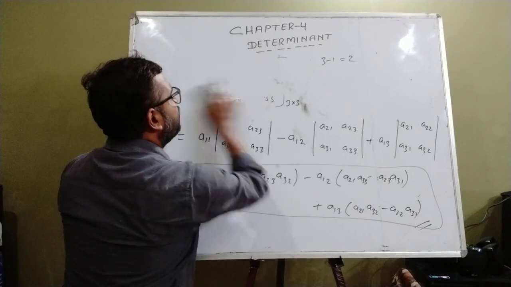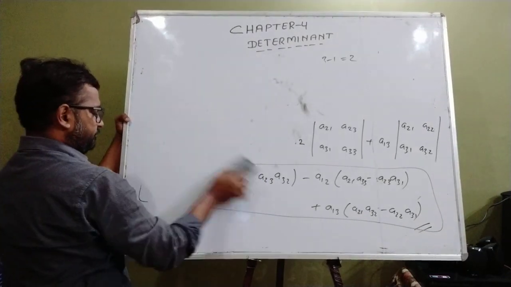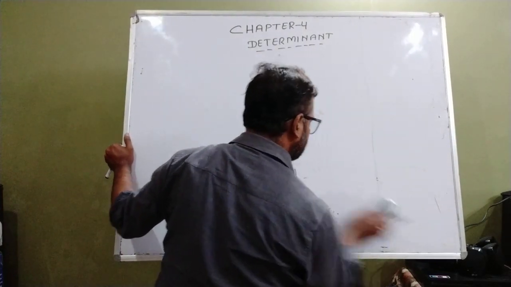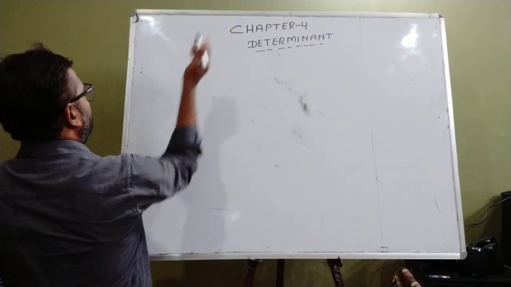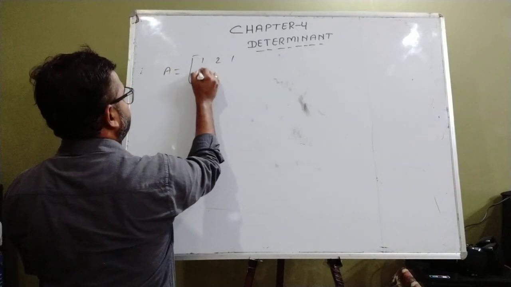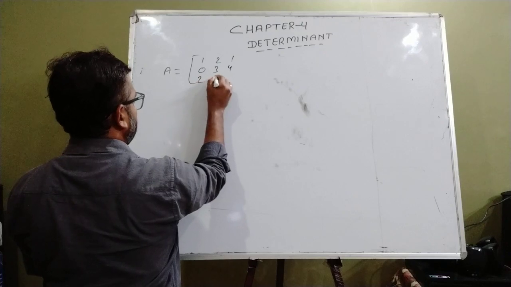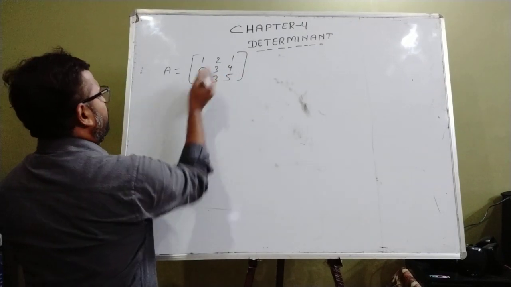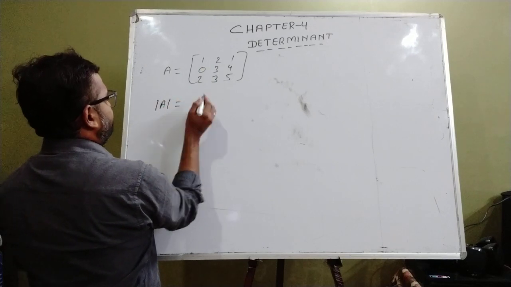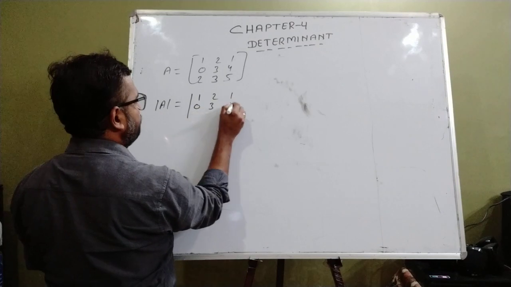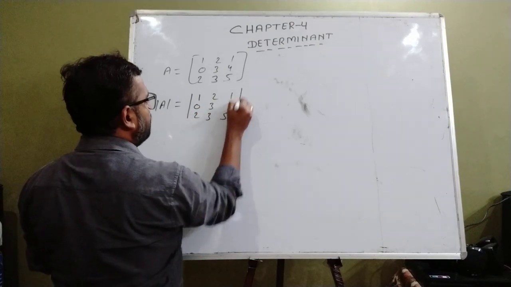Let us consider one example. Suppose E is a square matrix of order 3, with random numbers I have taken here. Now we are going to find the determinant of this E. The determinant is 1, 2, 1, 0, 3, 4, 2, 3, 5.